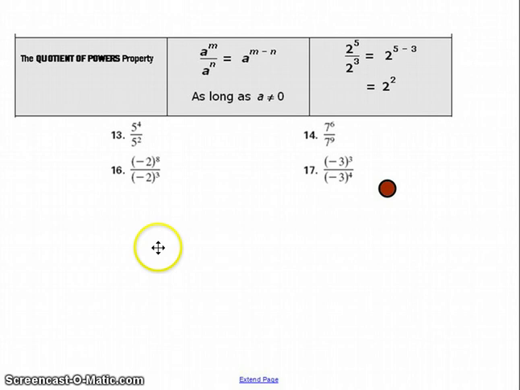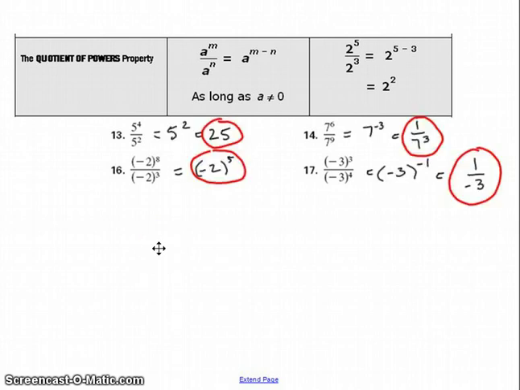4 different versions. Hit the pause button. When you come back, I'll show you the right answers. Okay, here are the answers to those 4 questions.